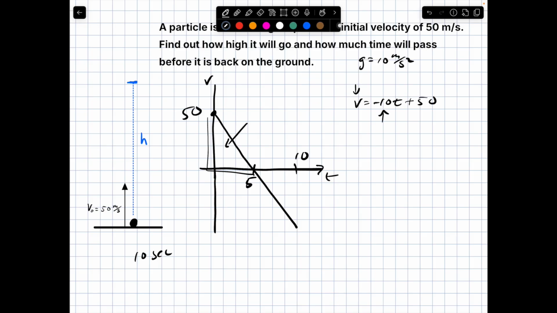Now the area under the velocity graph is equal to the displacement. In this case, that's h. That's easy enough to find because if you look, this is just a triangle where the base is 5 and the height is 50. So 1/2 the base times the height: 50 times 5 is 250, times 1/2 is going to be 125. So I can find all my information that way as well.